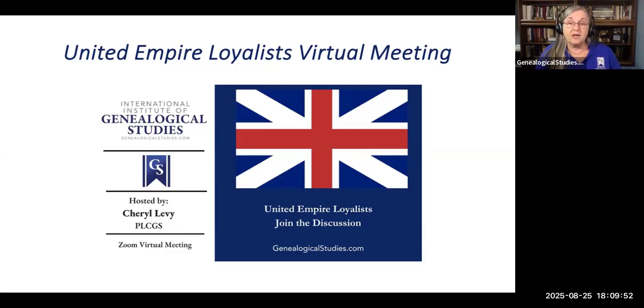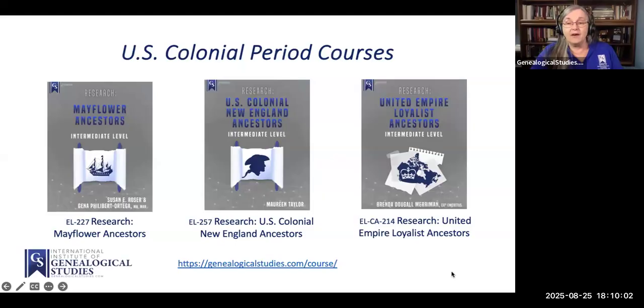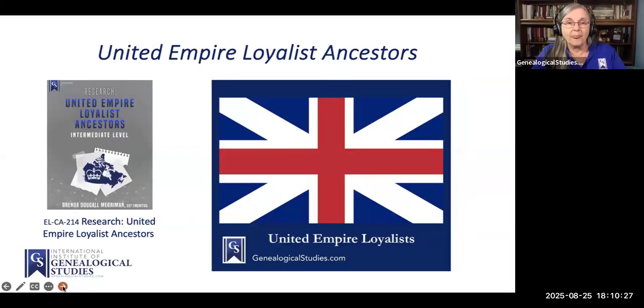And this virtual meeting will run every third month. So, of the 3 courses that we have in our colonial series, we have the Mayflower, the US colonial New England ancestors, and the United Empire Loyalists. They alternate, and so it's every 3 months to come to one of these virtual meetings, covering our ancestors in that period of time, up to the end of the American Revolution.